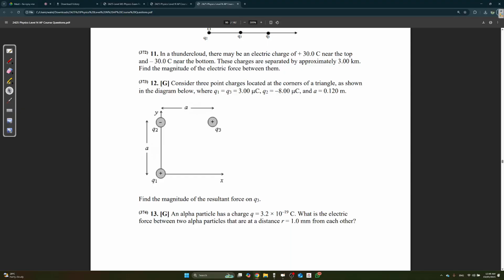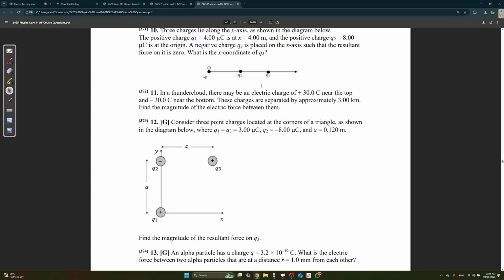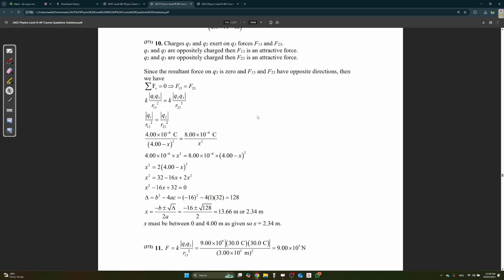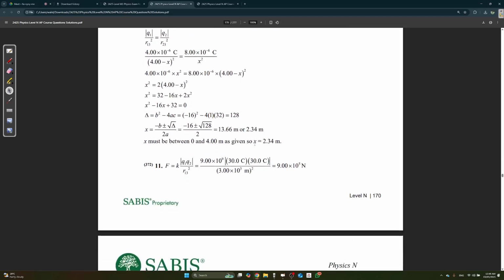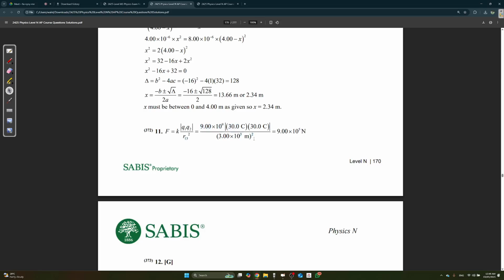Okay, question 11. In a thundercloud, there may be an electric charge of 30 coulombs near the top and negative 30 near the bottom. These charges are separated by approximately 3 kilometers. Find the magnitude of electric force between them. Okay, obviously they gave you two charges, they gave you the distance between them, so you can just do kQ1Q2 over R squared. So very easy. But make sure you convert your distance to meters, right? So that's it, just apply the formula.